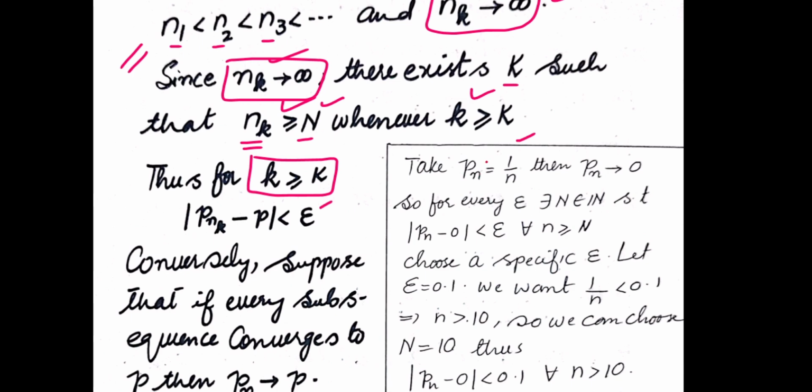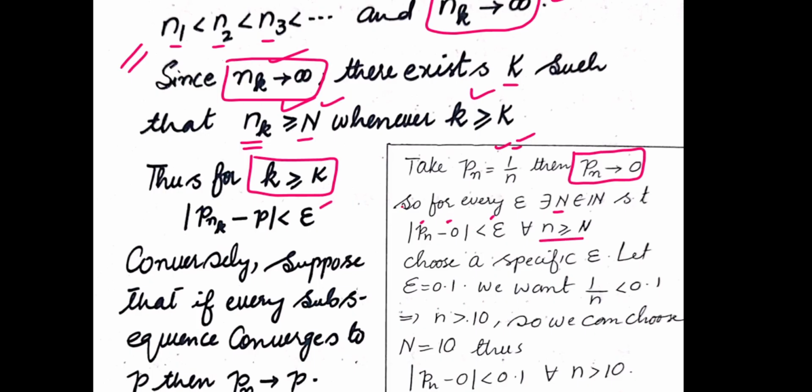Take Pn is equal to 1 over n. Clearly, when your n approaches infinity, then Pn approaches 0. It means this sequence Pn equals 1 over n converges to 0. So for every epsilon, there exists a positive integer N such that the absolute difference of Pn and 0 is always less than epsilon for all n greater than or equal to N.